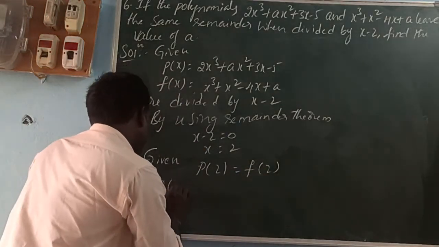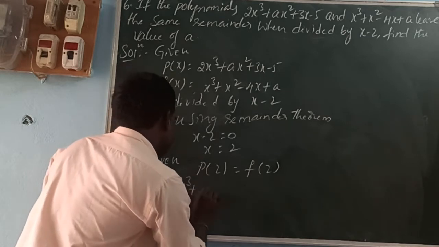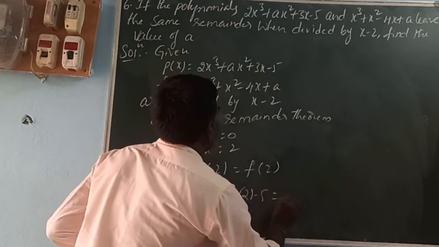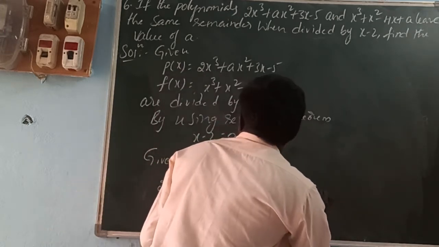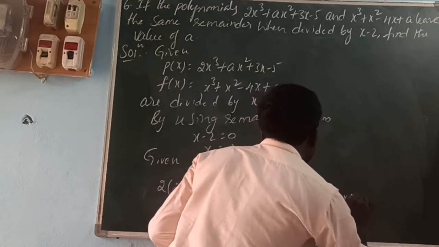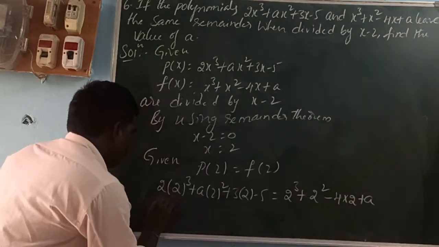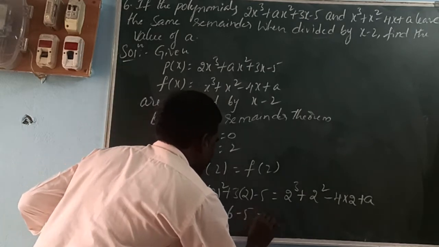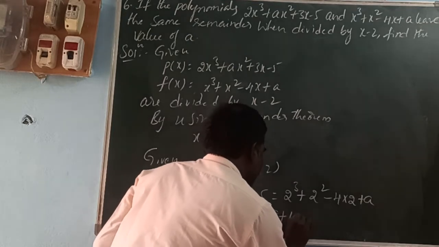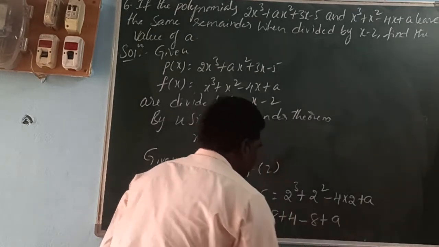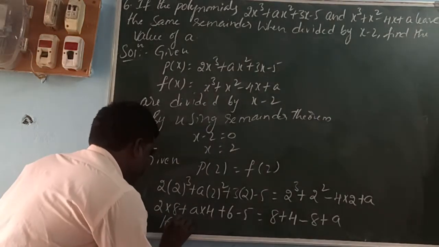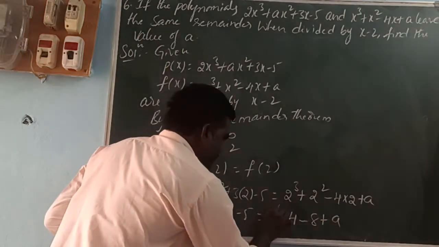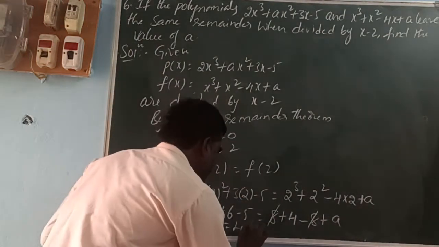Okay, that is here 2 into 2 cube plus a into 2 square plus 3 into 2 minus 5 is equal to 2 cube plus 2 square minus 4 into 2 plus a. So 2 into 2 cube, 8, plus a into 2 square, 4a, plus 6 minus 5 is equal to 2 cube, 8, plus 4 minus 8 plus a. So here 2 eights are 16, plus 4a, plus 6 minus 5 is 1. Here plus 8 minus 8 cancel, that is 4 plus a.